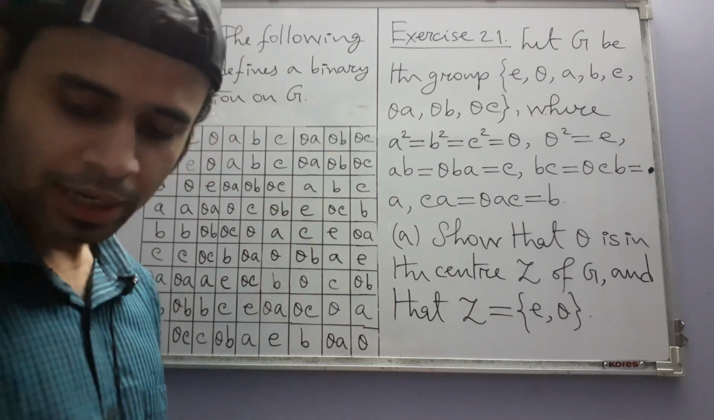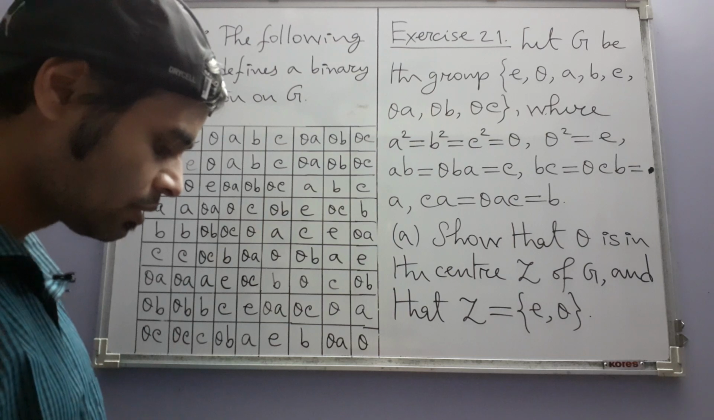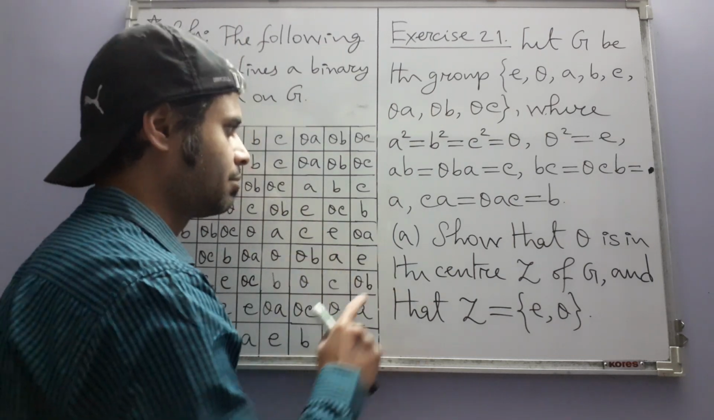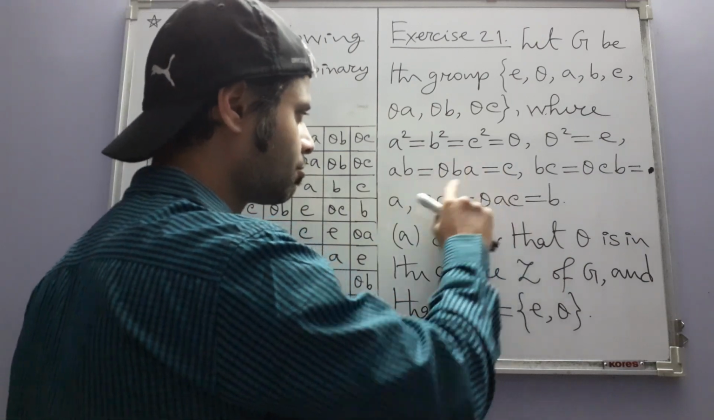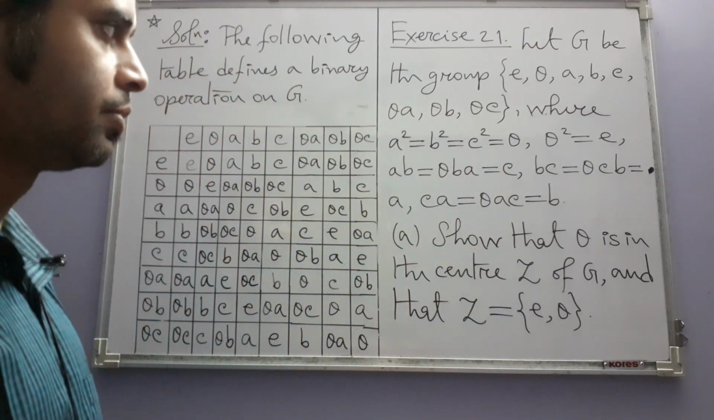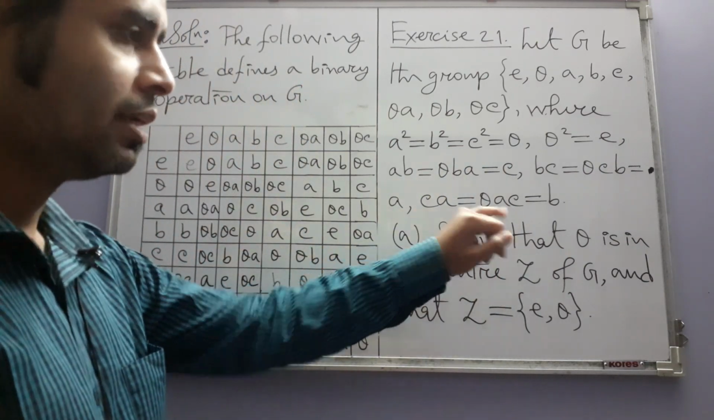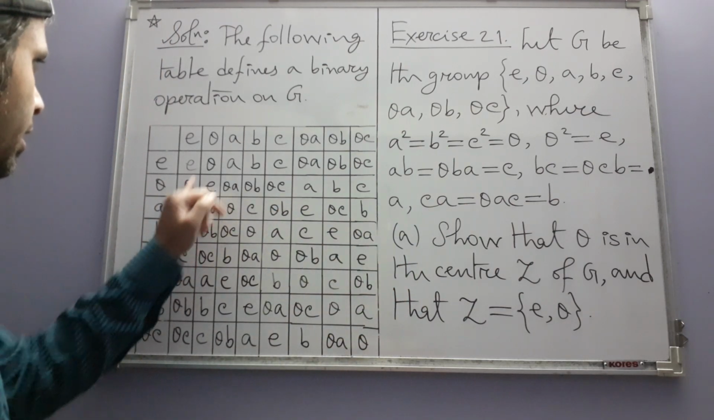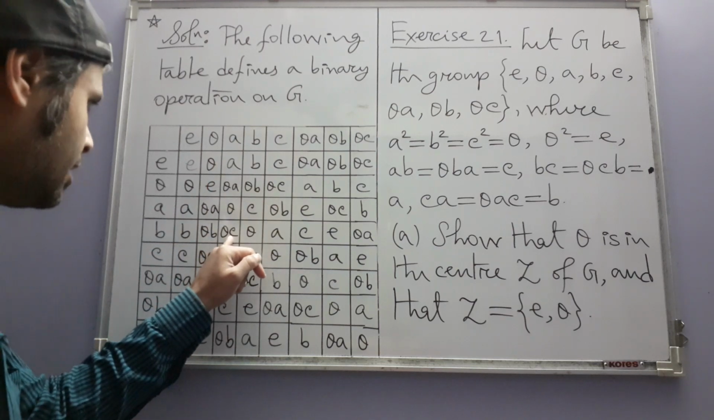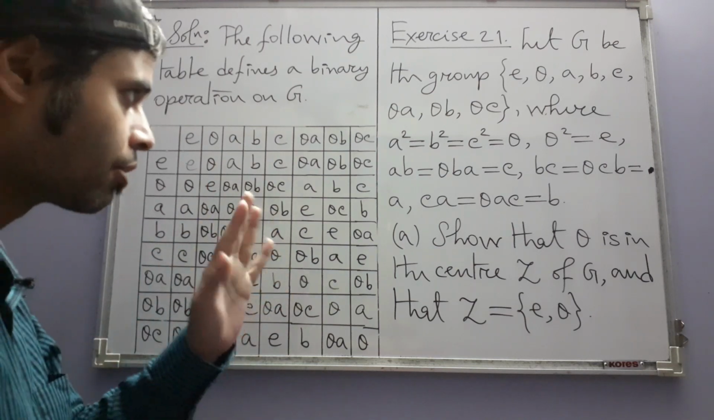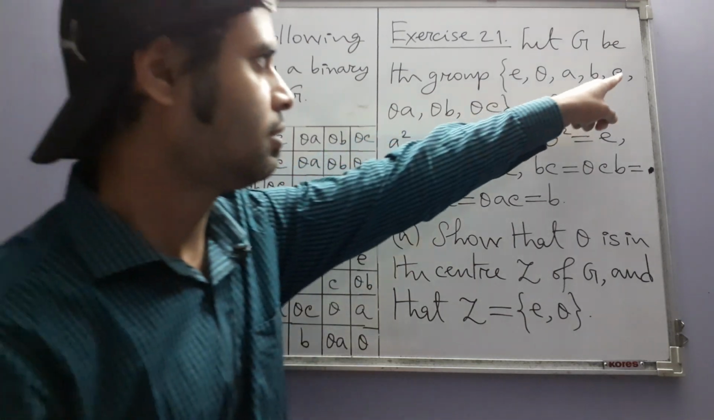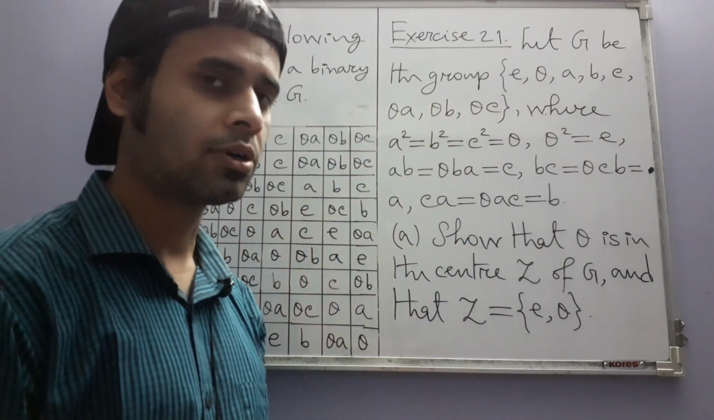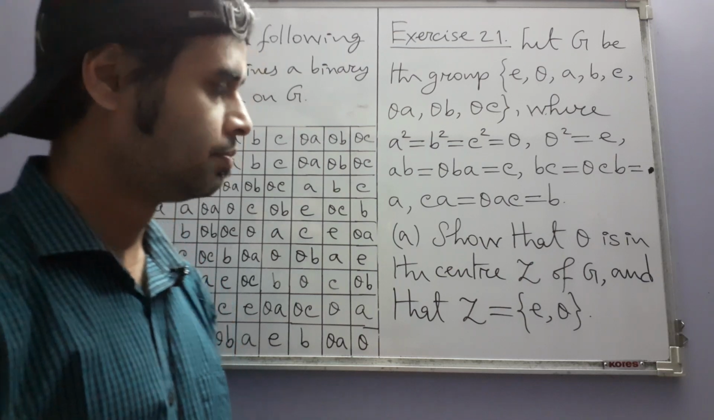Okay, now we come back to the question of the group being non-abelian. It is non-abelian because AB is C, whereas what is BA? BA is not given here, but it will be given here. BA is theta C, and C and theta C are not the same element, they are different elements. So it's a non-abelian group of order 8.